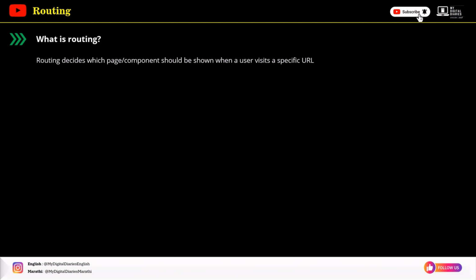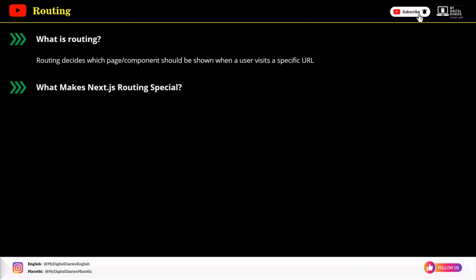What is routing? Let's first understand what routing actually means. Routing decides which page or component should be shown when a user visits a specific URL. For example, when someone visits /about, the about page should open. When they visit /contact, the contact page should open. So basically, routing connects the URL in the browser to the correct page in your application. Without routing, users will not be able to navigate between pages properly.